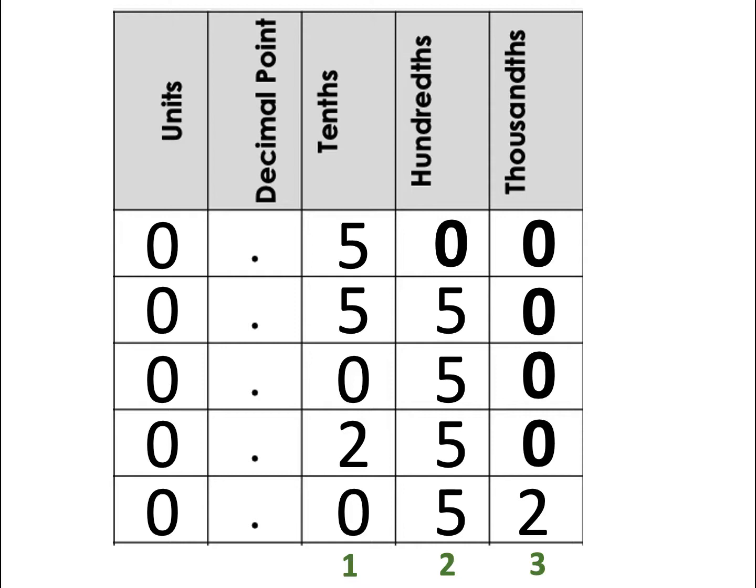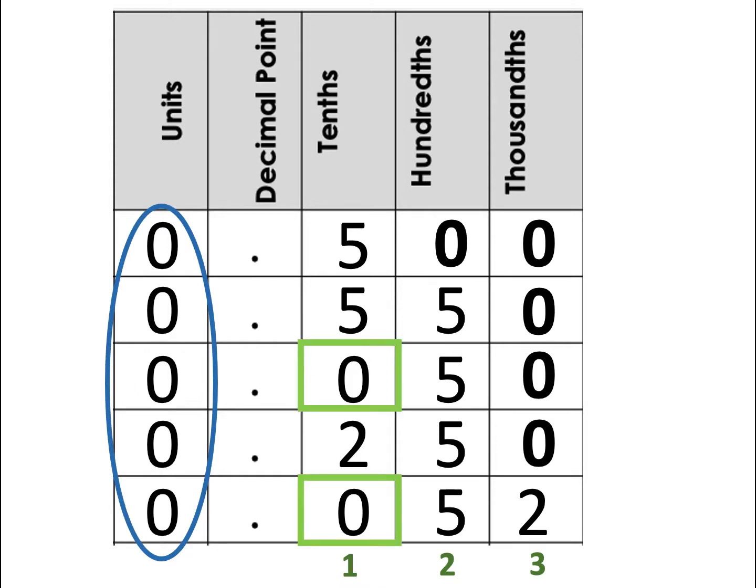Let's compare the place values starting from the left. They all have 0 in the units place value. These two have 0 in the tenths place value, while the other numbers have higher values. They also have 5 in the hundredths. However, 0 is smaller than 2, so this is the smallest, followed by 0.052, then 0.25, as the 2 in the tenths is larger than 0 but smaller than 5, then 0.5, and finally 0.55.